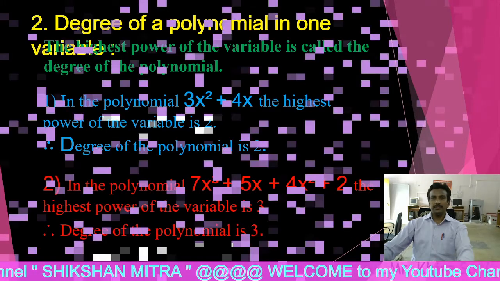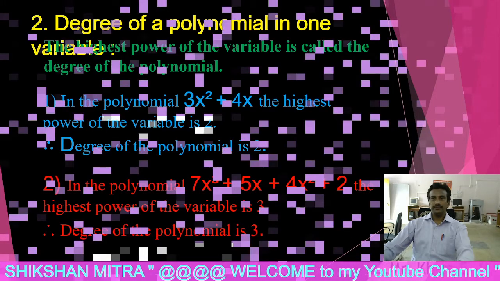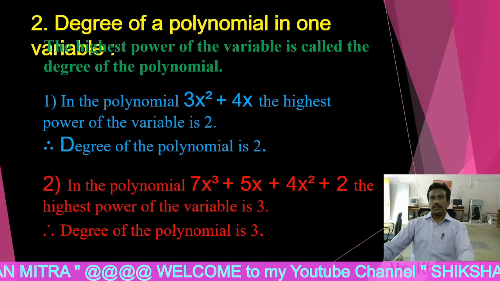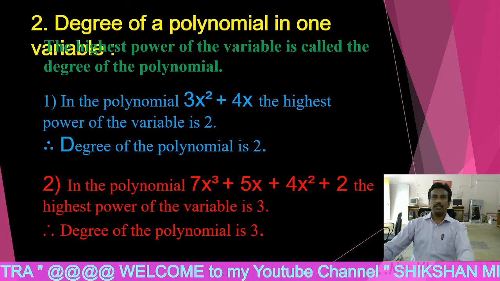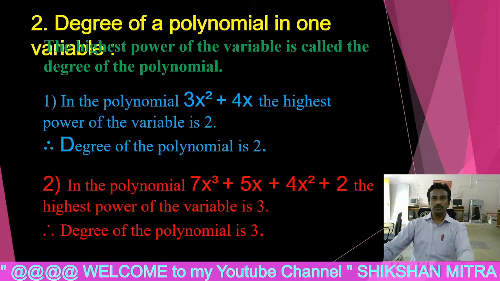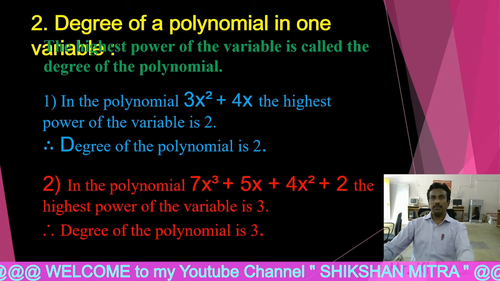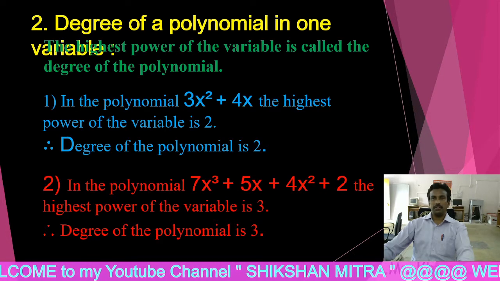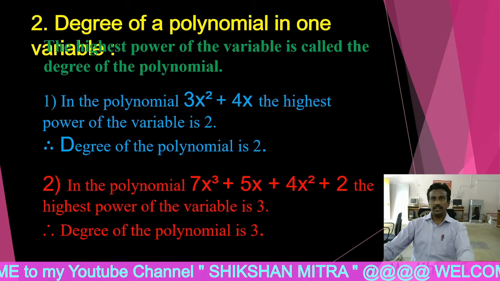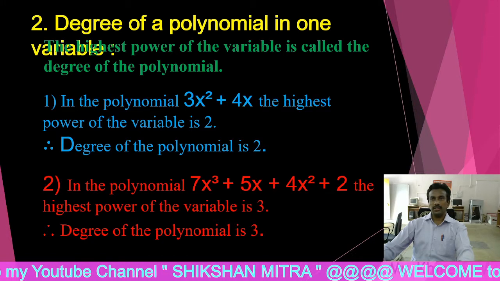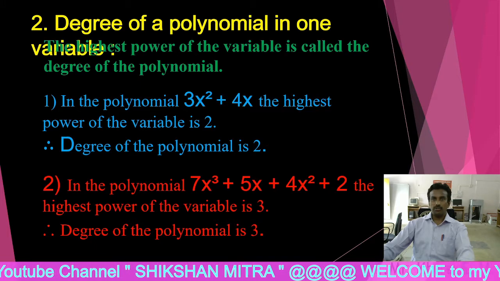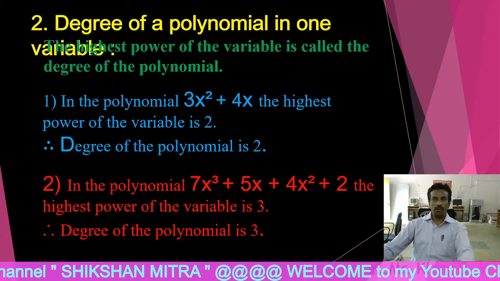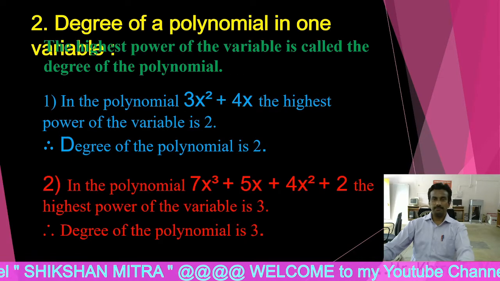In the next example, in the polynomial 7x cube plus 5x plus 4x square plus 2, the highest power of the variable is 3. In this polynomial, the power of the first term is 3, second term 1, third term 2 and here it is 0. Therefore, the highest power of the variable is 3. Therefore, the degree of the polynomial is also 3. Got it?